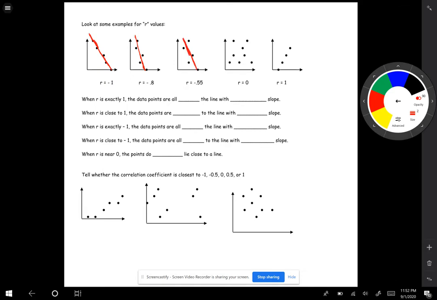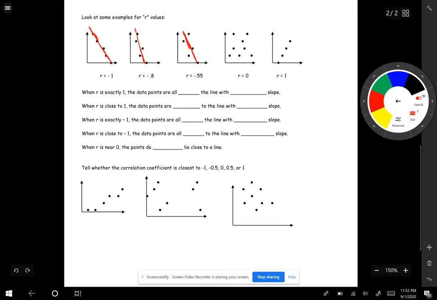Next one, can I draw one? Do I draw one with a positive slope or do I draw one with a negative slope? You just can't tell. So R equals 0. And the last one is perfect. All the dots are in a straight line. And this is R equals 1. And it's a positive one. It's a positive correlation. So when r is exactly 1, the data points are all on the line with a positive slope, like the last picture.